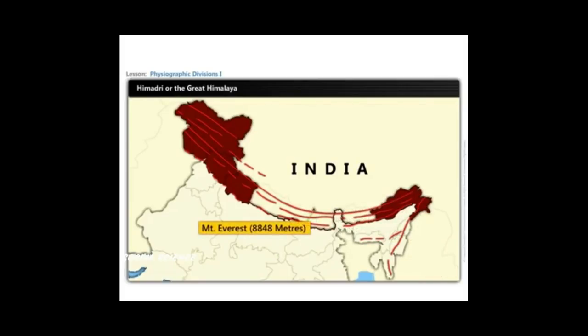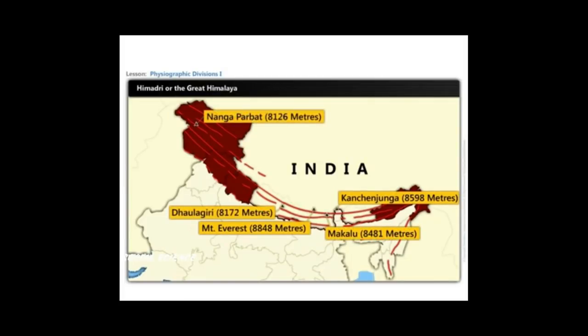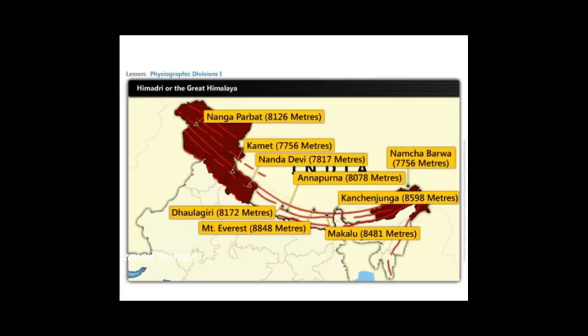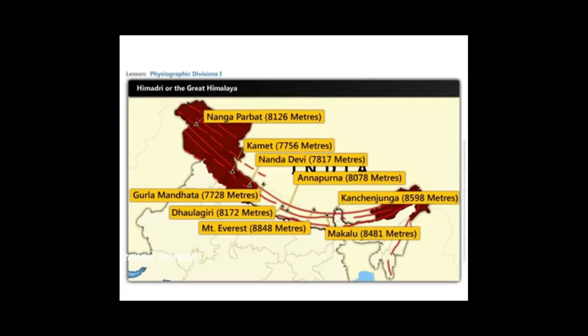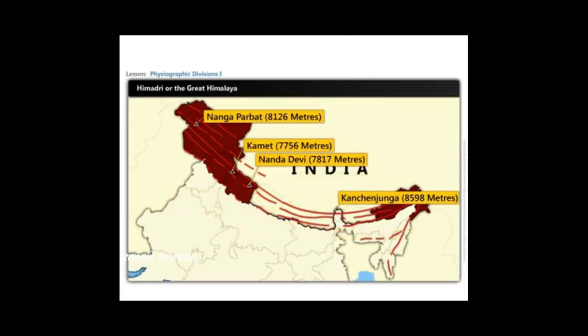Mount Everest, Kanchenjunga, Makalu, Dhaulgiri, Nanga Parbat, Annapurna, Nanda Devi, Kamet, Namcha Barwa, Gurla Mandata are some such peaks located here. Observe the map and name the peaks located in India. Some of the peaks located in India are Kanchenjunga, Nanga Parbat, Nanda Devi and Kamet.